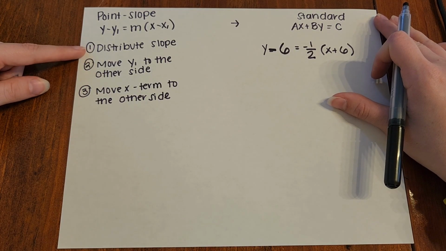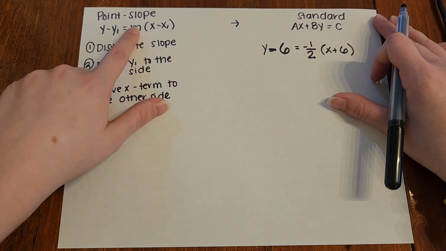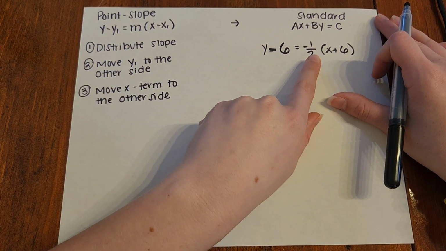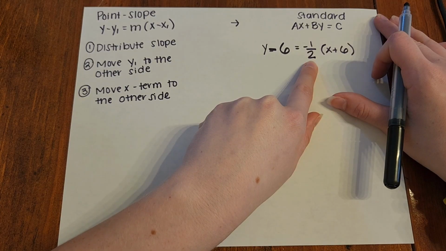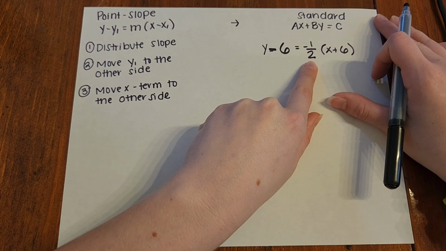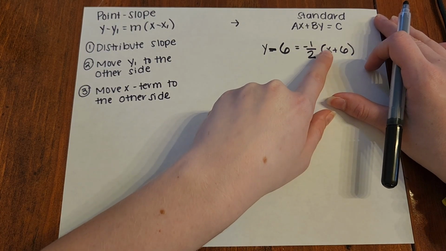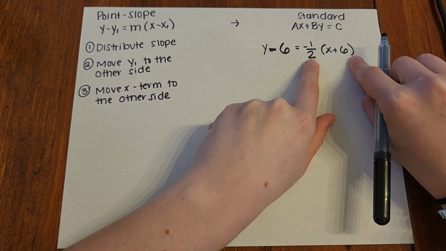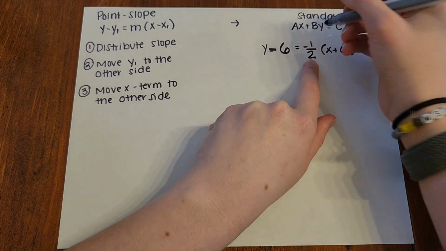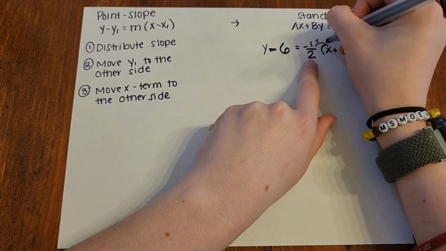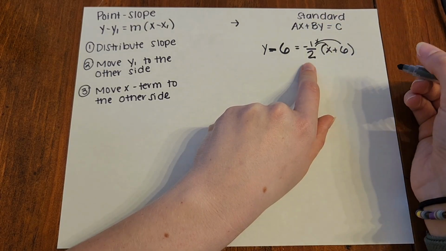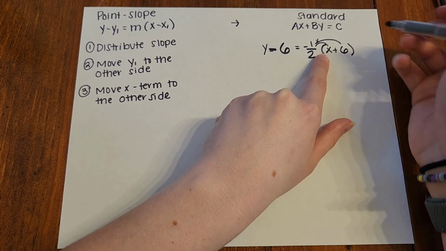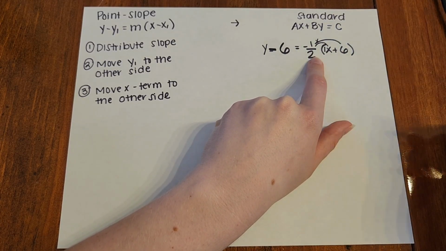So our first step is to distribute our slope. The letter m represents our slope, so in this case, -1/2 is going to be our slope. Distribution means to multiply, so our goal is to try to get rid of these parentheses. So we're going to take this -1/2 and multiply it by the terms that are inside of our parentheses. Anytime we have a letter that doesn't have a number right in front of it, that represents a +1.